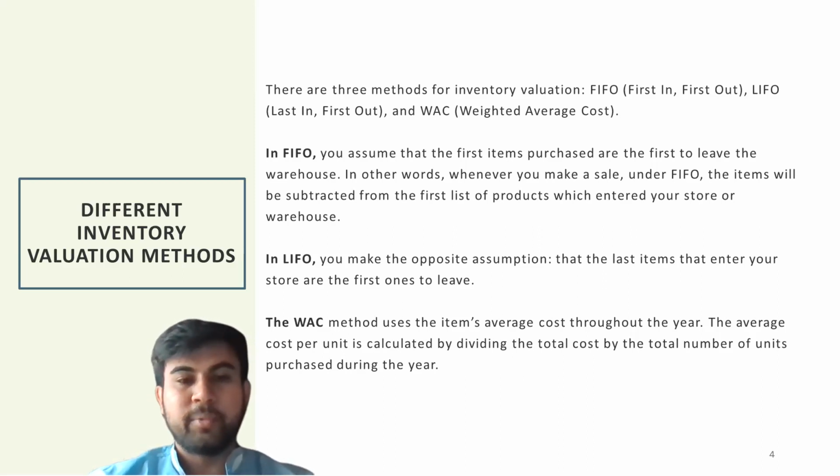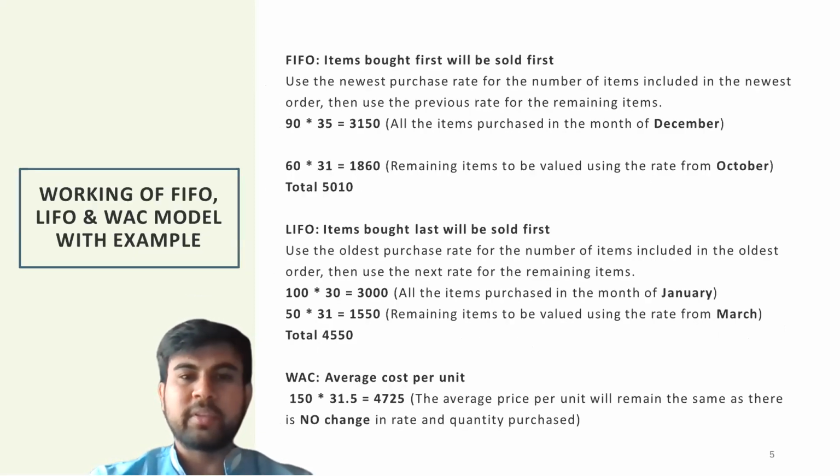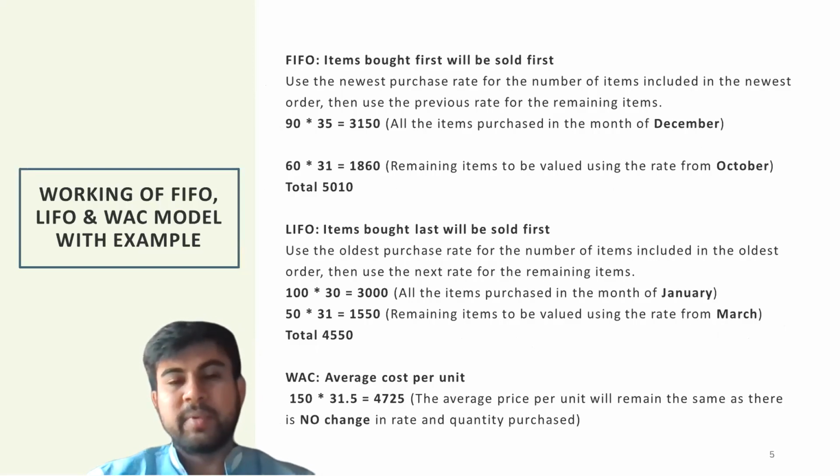WAC is weighted average cost. The weighted average cost method uses the item's average cost throughout the year. The average cost per unit is calculated by dividing the total cost by the total number of units purchased during the entire year. So we are going to solve some examples of this. The first table that we have made is about the sneakers that we purchased over 4 to 5 months, and they have been shown.